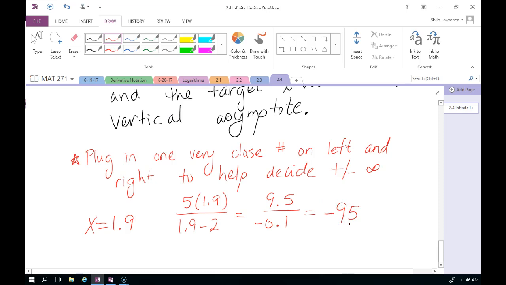So on the left, 1.9 is to the left of 2. It's going to negative infinity. We've already decided 2 is a vertical asymptote because we've got that format a over 0. Anytime we have a vertical asymptote, our graph is going to go to positive or negative infinity. We just have to decide which one. Because we're getting negative values on the left, it's going to negative infinity.